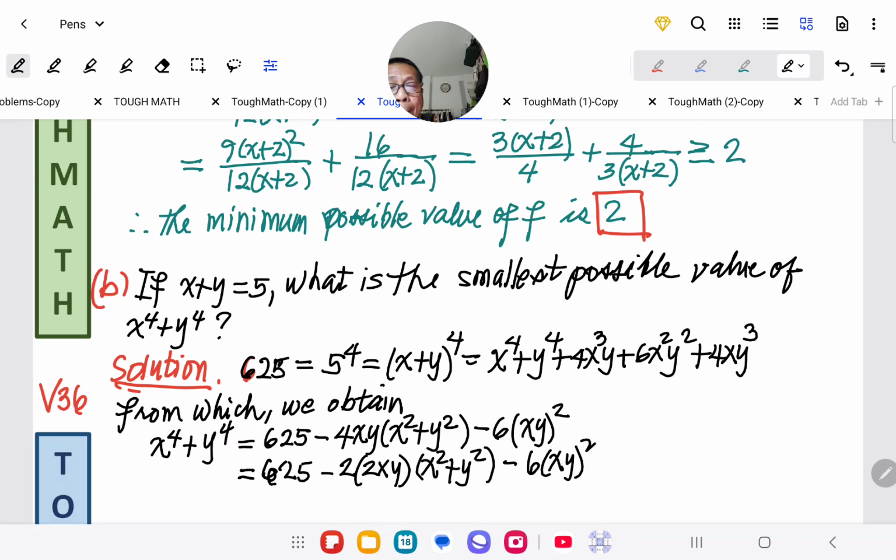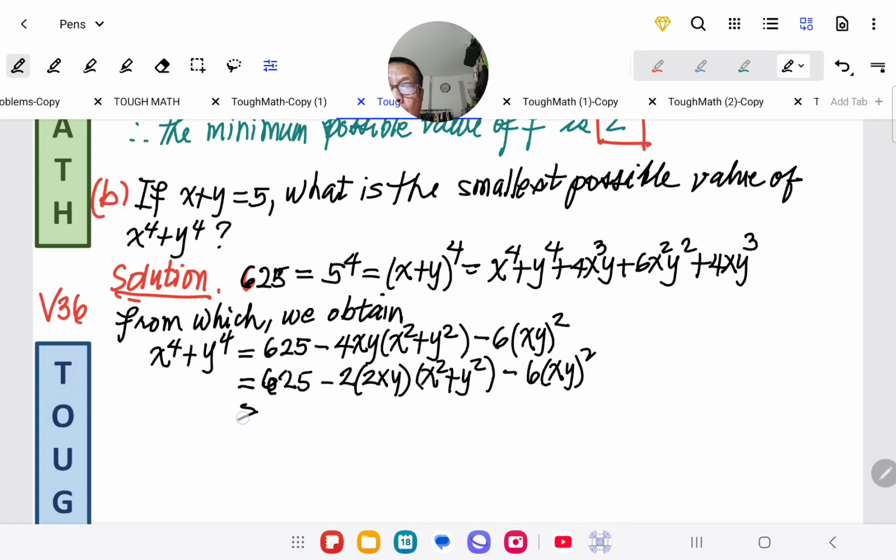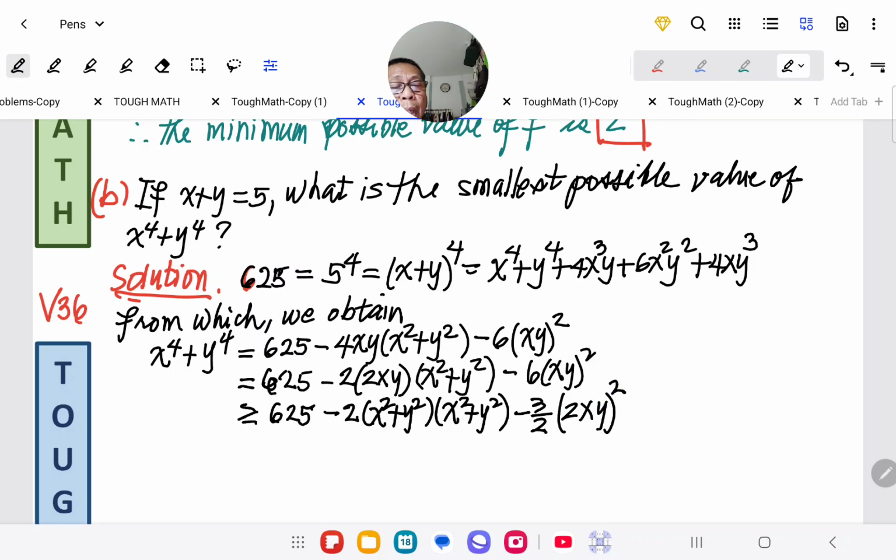But the next step will now be greater than or equal to 625 minus the 2xy is now replaced by x squared plus y squared. Then we copy the original x squared plus y squared, and then we rewrite 6 times xy quantity squared in the form 3 halves times 2xy squared.